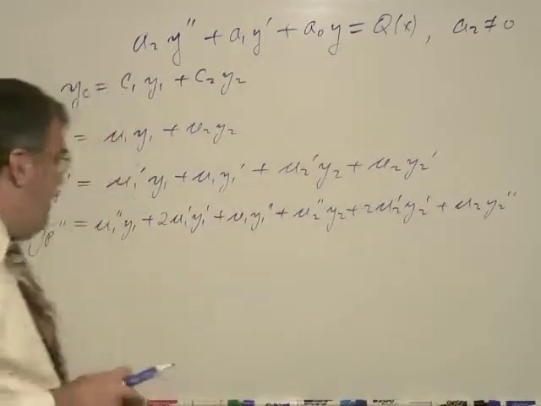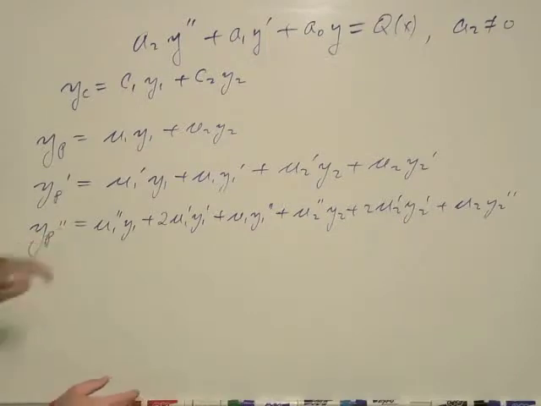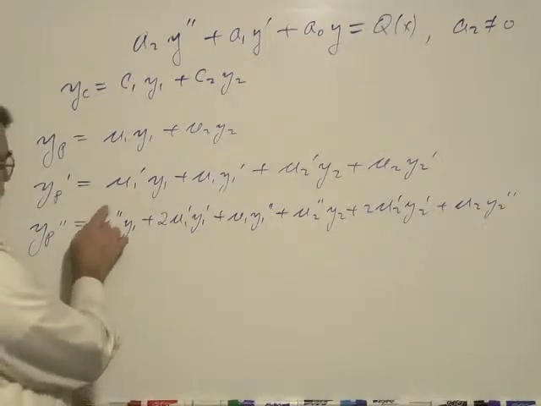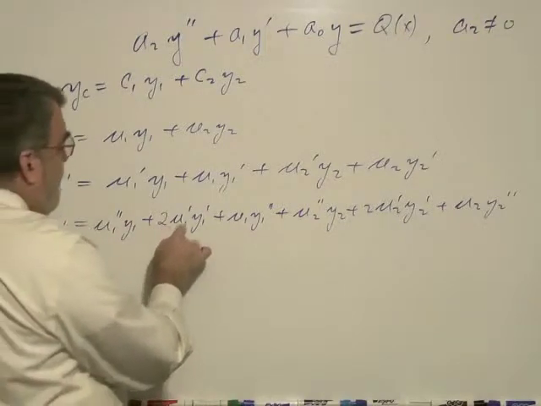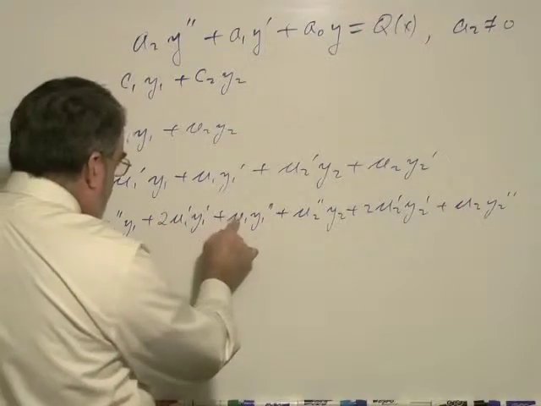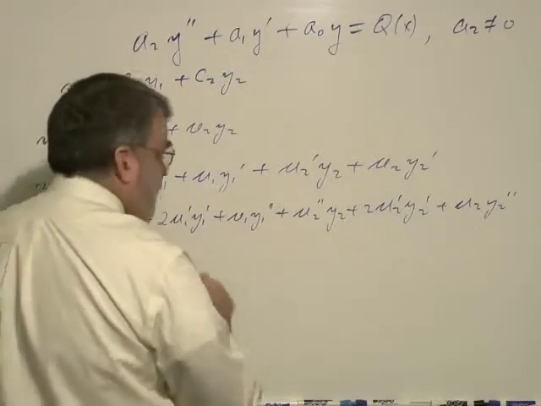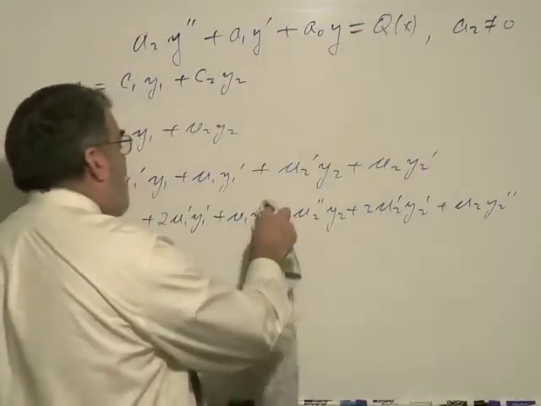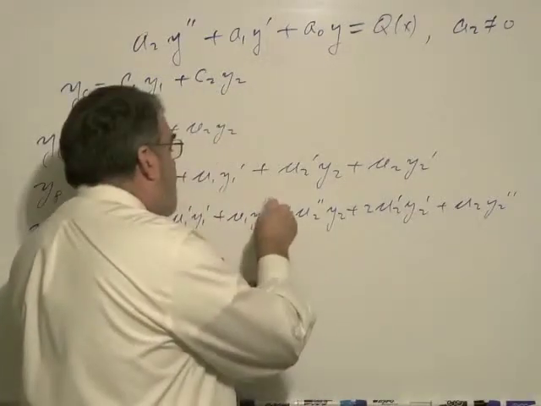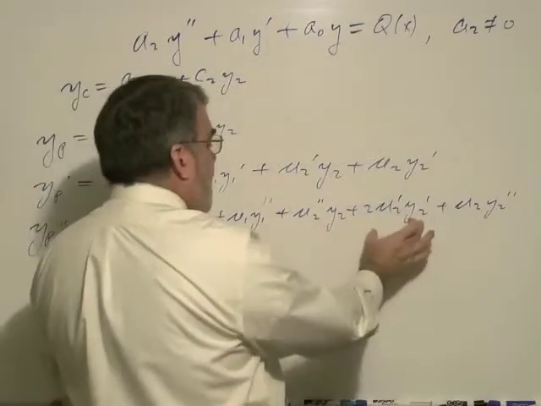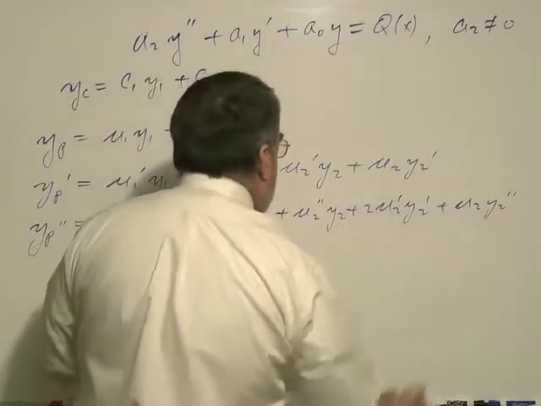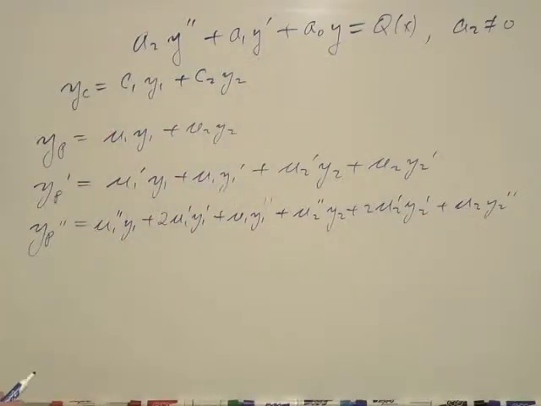I combine like terms, so y particular double prime is going to be u1 double prime y1 plus 2 u1 prime y1 prime plus u1 y1 double prime. Let me make sure that looks like a double prime. And then we have the same stuff over here with subscripts of 2 instead of 1. So there's the second derivative. Alright, now what do we do with all that?